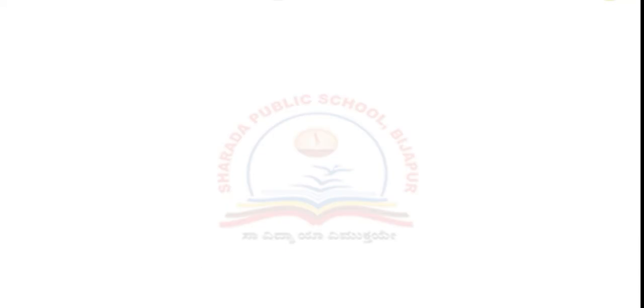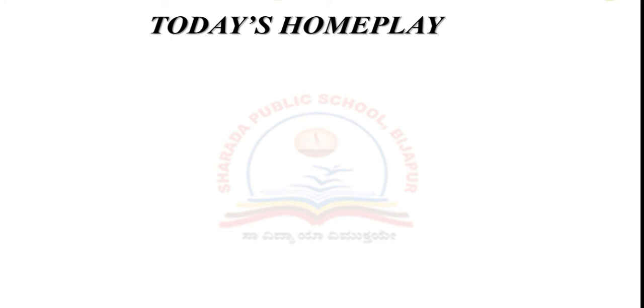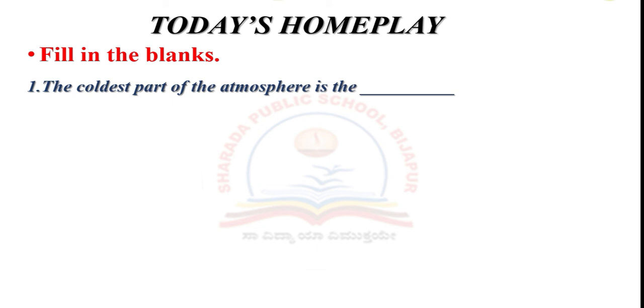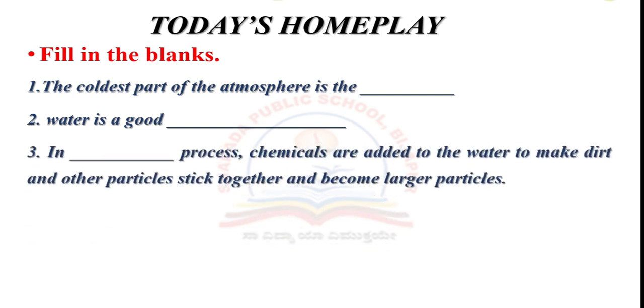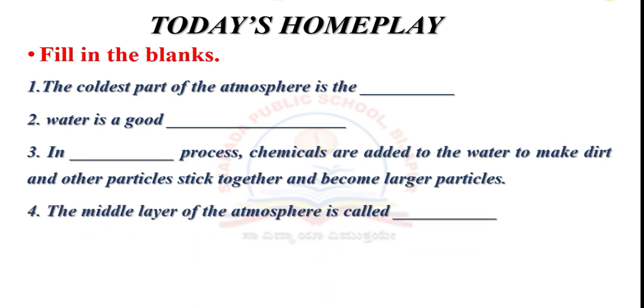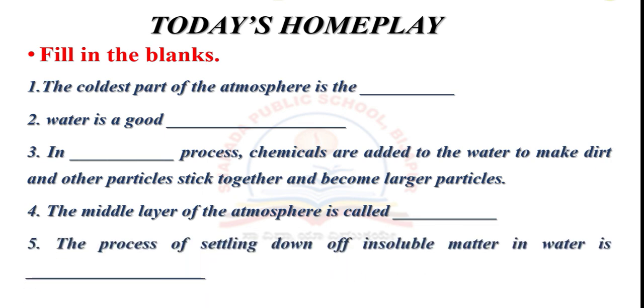Okay students, I hope everybody has enjoyed this. Today's homework is fill in the blanks. The coldest part of the atmosphere is the dash. Water is a good dash. In the dash process, chemicals are added to the water to make dirt and other particles stick together and become larger particles. Fourth question. The middle layer of the atmosphere is called dash. The process of settling down of insoluble matter in water is called dash.